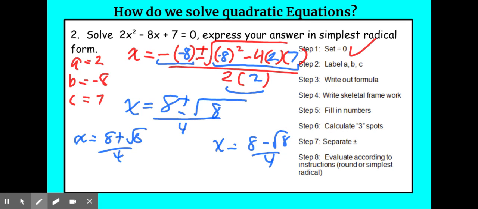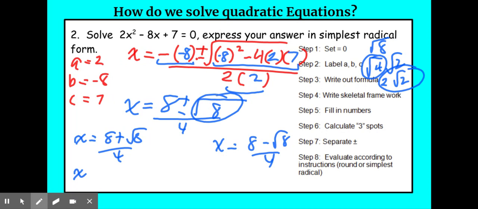So now we have to round it or express it in simplest radical form, which we are doing. So I'm going to do the simplest radical form up in the same corner I did here. So I have radical 8. I find the perfect square that goes into 8, which is 4 times 2. 4 is the perfect square. The 4 turns to a 2. The 2 stays radical 2. Okay? So now what I'm going to do is I'm going to replace that 2 radical 2 in for the 8 in each of those solutions. So we have 8 plus 2 radical 2 over 4, and x equals 8 minus 2 radical 2 over 4.